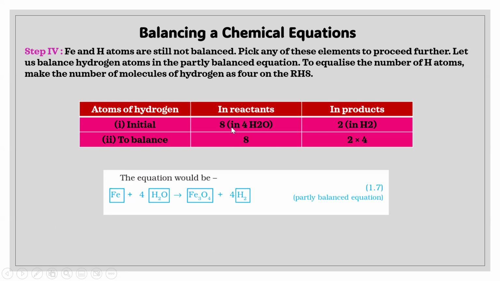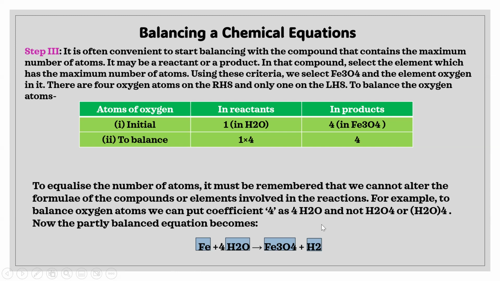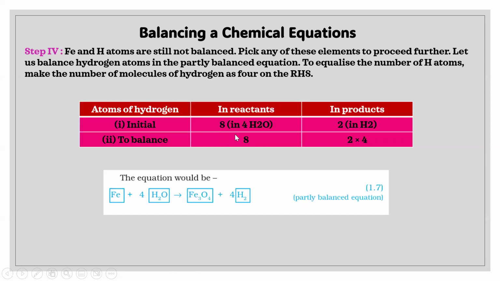Here we are taking hydrogen. From this equation, we now have a high number of hydrogen. Here we have 8 hydrogen, 4 twos are 8. In the reactant we have 8 because 4 water molecules are there, 4 twos are 8. So 8 hydrogen atoms in the reactant, and in the product we have only 2 because H2 is there. How can we bring this 2 to 8? Only by multiplying it with 4. So here we have multiplied it with 4. So Fe plus 4H2O gives Fe3O4 plus 4H2.